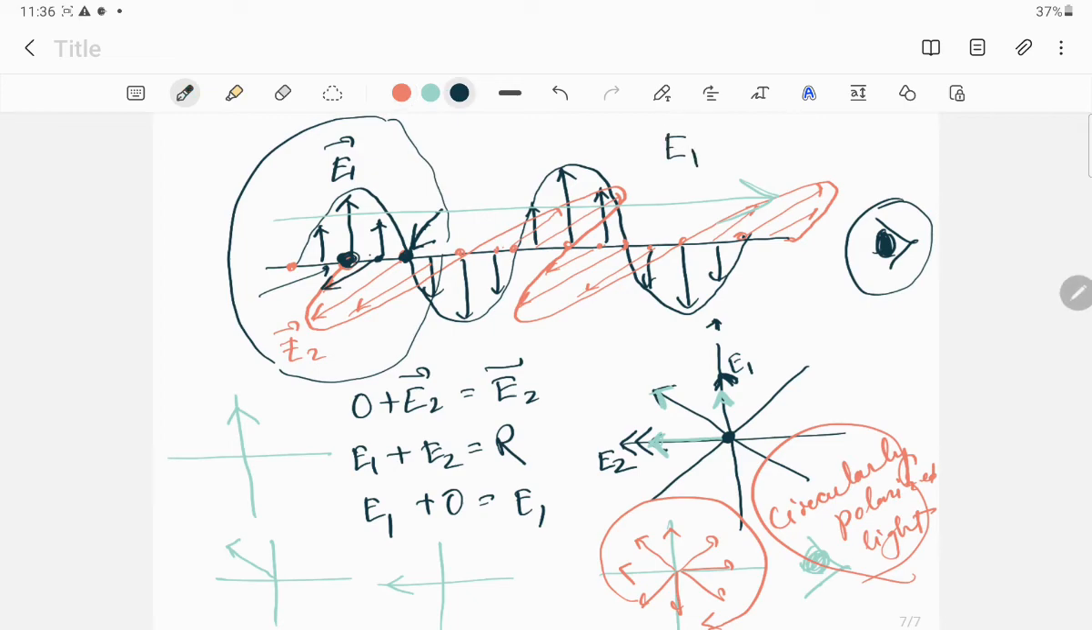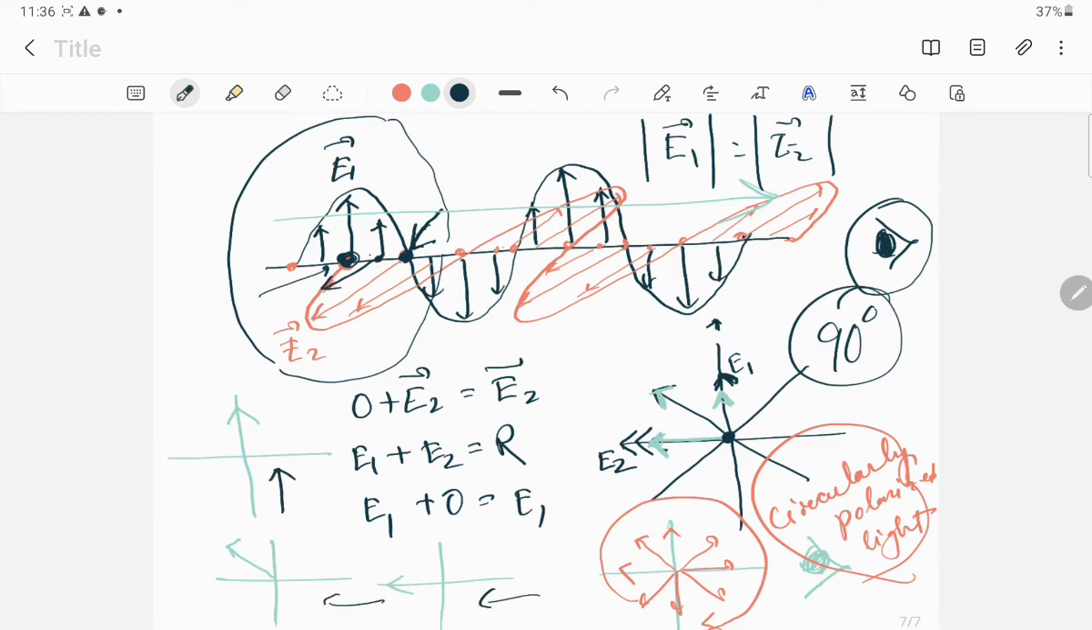So that means if you have two light waves with the same amplitude, this thing I forgot to tell you: the modulus of E1 and the modulus of E2 should be the same. And if there is a phase difference of 90 degrees, then the resultant is going to be like this, then like this, then like this. As a whole, the observer will see the light rotating like this. This kind of thing is called circularly polarized light.